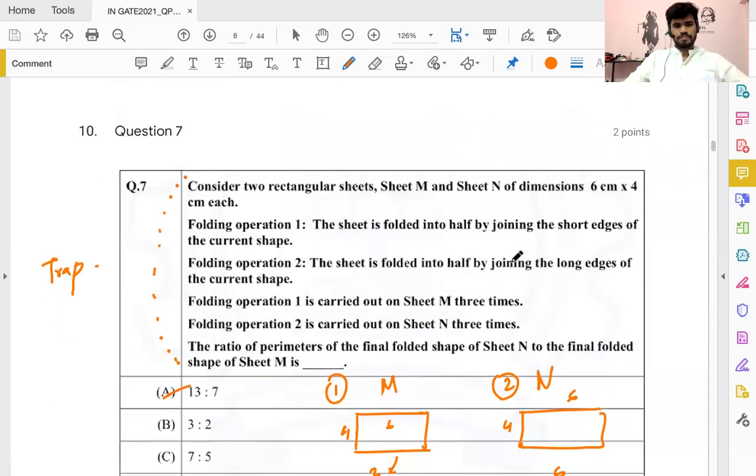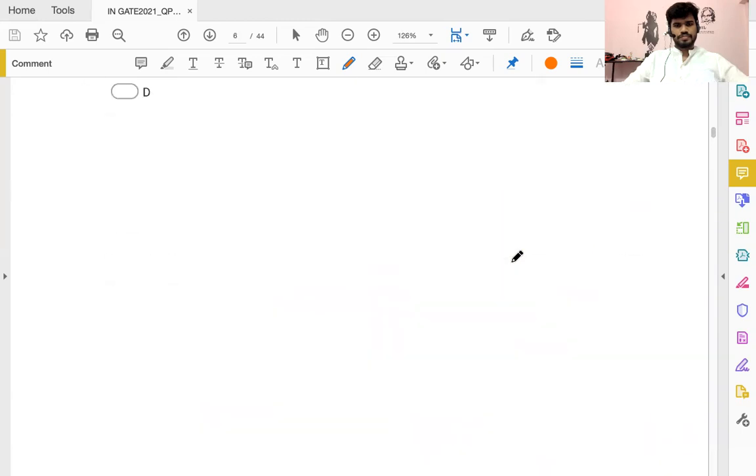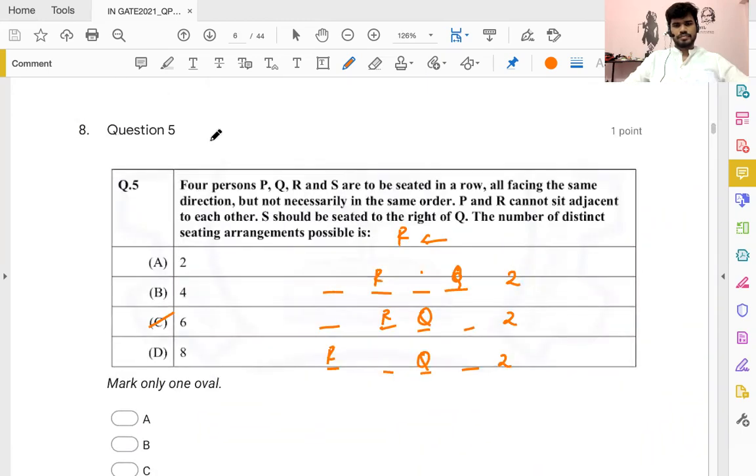Sir, can you please go to the permutation question again? This one? Yes, sir. So this is my right direction. What's your question here? My question is that S should be seated to the right of Q, right? If that's the case, isn't S and Q going to be only in the middle section, because P and R cannot sit adjacent to each other? Yes, S is to the right of Q, and there is a gap between P and R.